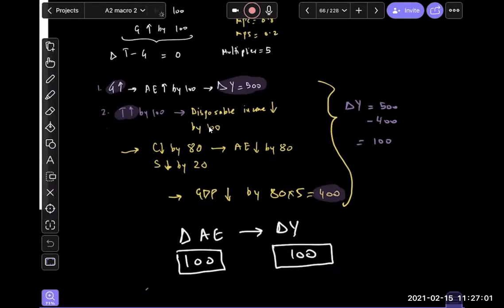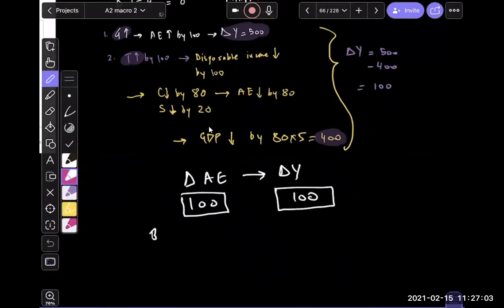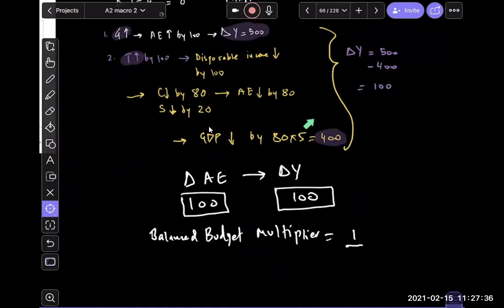So the balanced budget multiplier, in short, we say the balanced budget multiplier is equal to 1. If you want to keep a balanced budget, then your GDP will rise exactly equal to the rise in aggregate expenditure, which is the government spending that you're doing. Why? Because when you increase government expenditure, you also increase taxes. Government expenditure will make the AE go up, but taxes will make the AE go down. Not to the same extent, but depends on your MPC, and therefore the multiplier will be equal to 1.